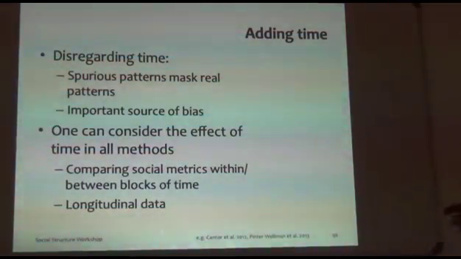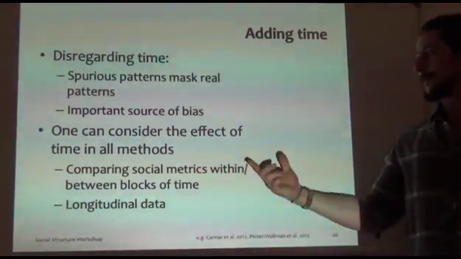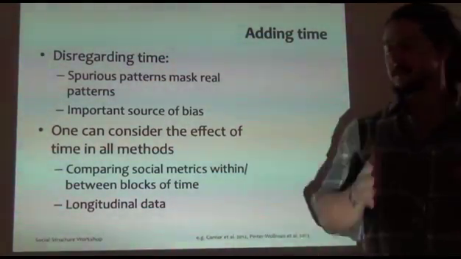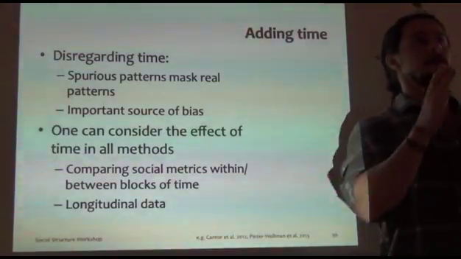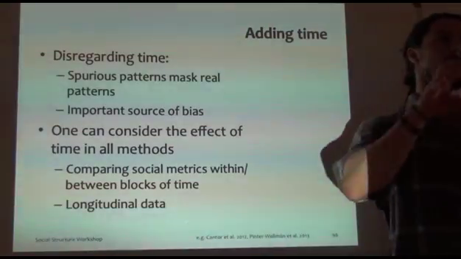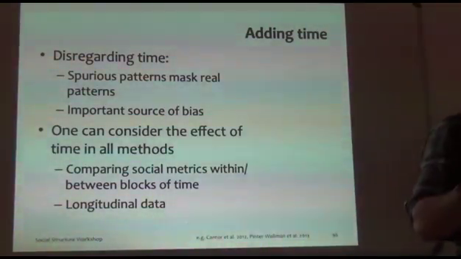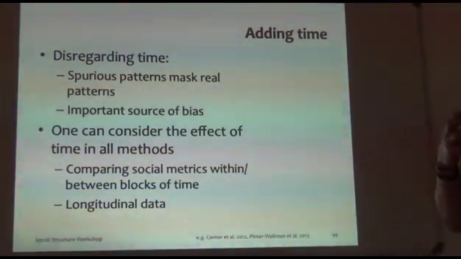So for all of the methods we have done so far, we could include the temporal effect. For example, we can slice up our data set and analyze it in different blocks of time and see how a network evolves or how other social metrics that we have done so far have changed over time.